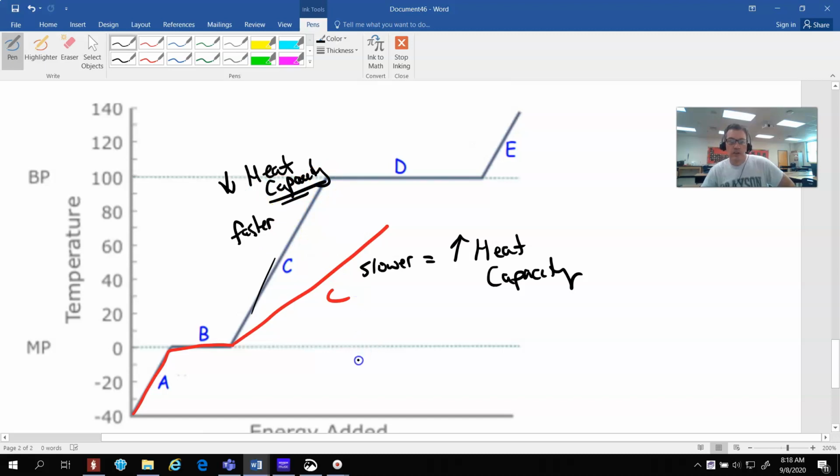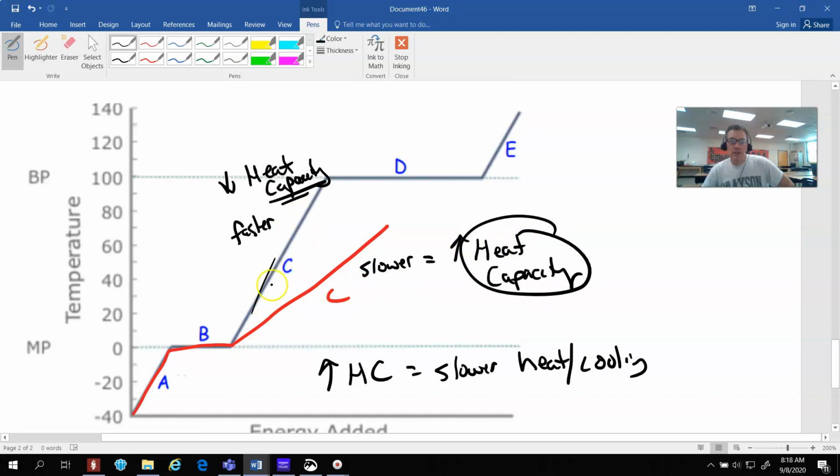And so tying that back into the things we had last week, what we try to remember is if the heat capacity is increased, that usually corresponds to a slower rate of heating and cooling. So at least in the liquid phase of this, we could say that the red line probably has a higher heat capacity than the dark line, because it is changing its temperature at a lower rate. And again, the slope has to do with the rate. If it's flat, it means there's no change. And if it's close to flat, that means it's barely changing.